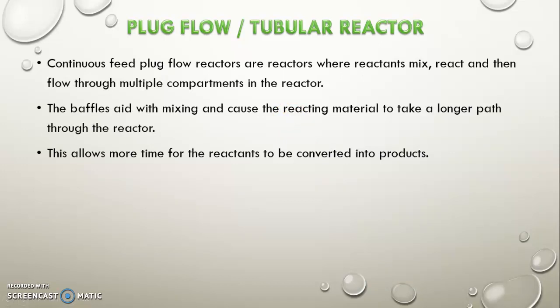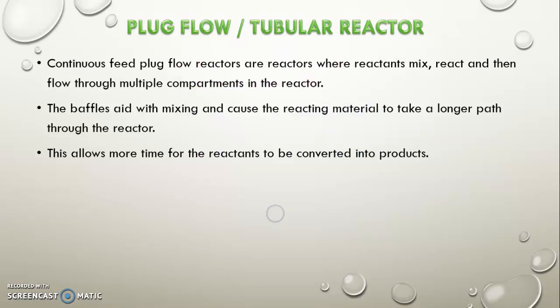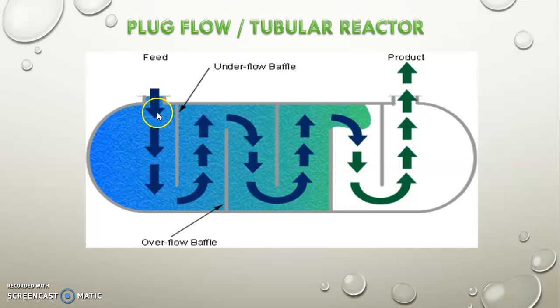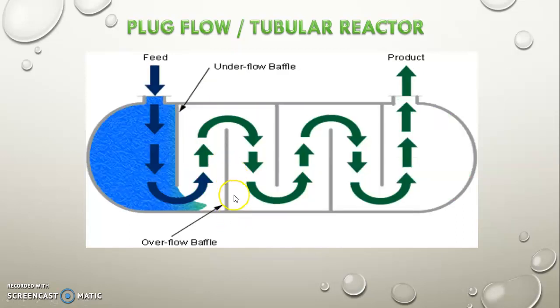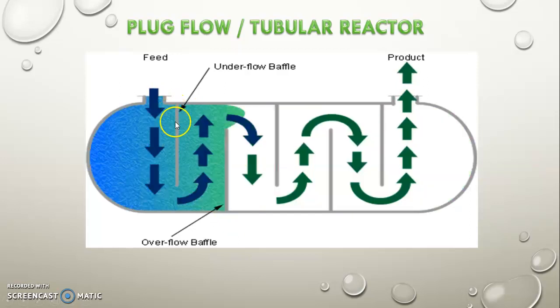PFR are reactor where reactant mix, react, and then flow through multiple compartments in the reactor. So the baffles aid with mixing and cause the reacting material to take a longer path through the reactor. And this allows more time for the reactants to be converted into product. Okay, this is baffle, okay, overflow baffle, and underflow baffle.